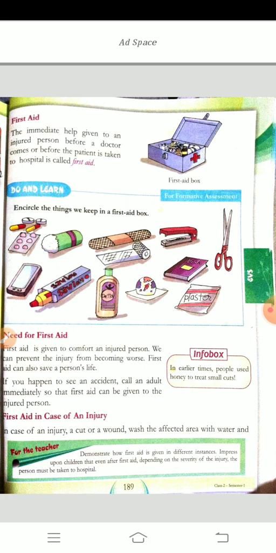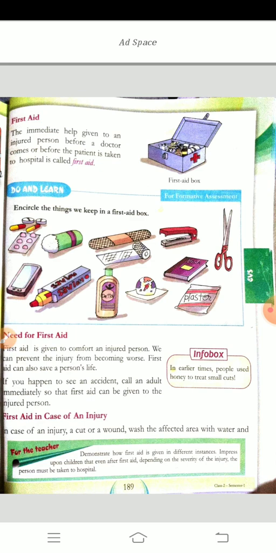So what we do to take care before going to the doctor is called first aid. Who needs first aid? First aid is needed to comfort an injured person. If they get more injured or bleed more, we can't give first aid. We can prevent the injury from becoming worse. So if anybody has an accident, we have to take care of them, and that is called first aid. Taking first aid prevents things from getting worse. That's why we take first aid.